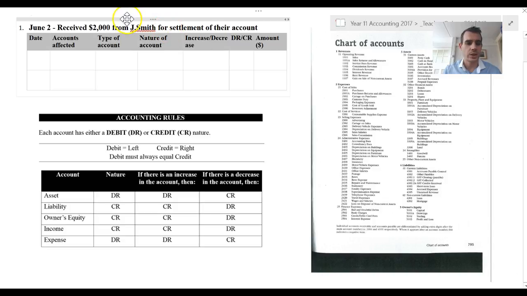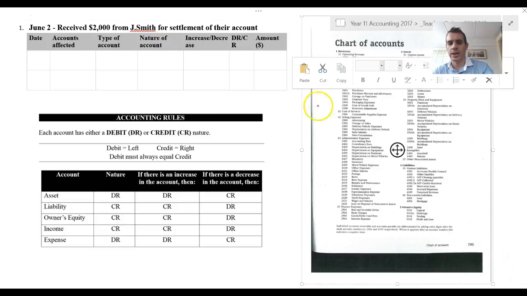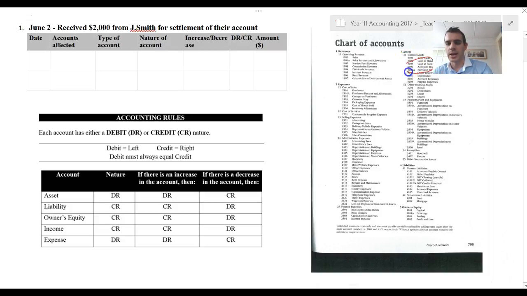The next transaction on June 2 says that we received $2,000 from J. Smith for settlement of their account. Alright, so we've received money. We received $2,000, so we know one account that's going to be affected is our cash at bank. The other account that's going to be affected is actually our accounts receivable, which is in here. This is because we were owed $2,000, so we were due to receive $2,000, and we've actually now received that money. So they're the two accounts affected.